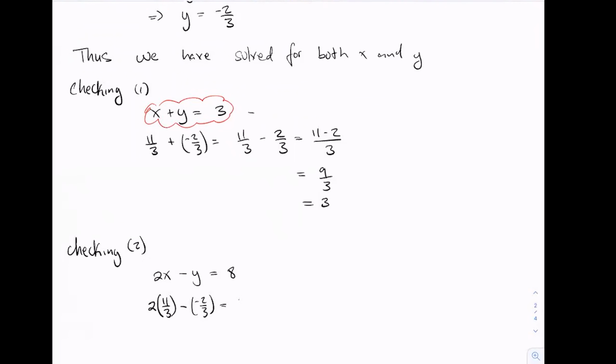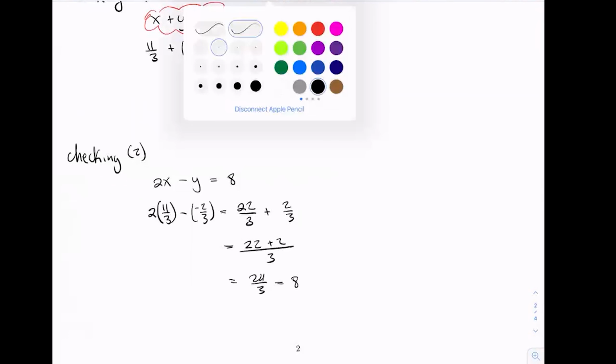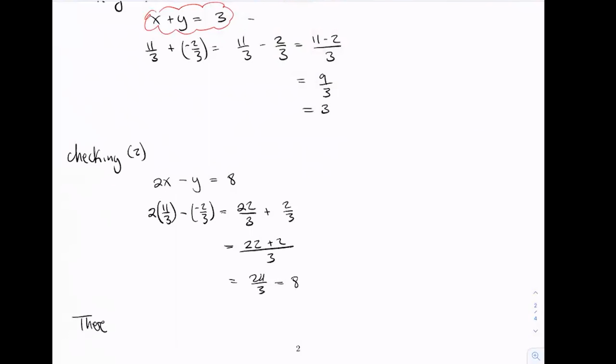Okay, so continuing, this gives me 22 over 3. Once a constant term is multiplying a fraction, that constant only multiplies the numerator. So this then gives me 22 over 3 plus 2 over 3, which if I add 22 plus 2, all divided by 3, this becomes 24 over 3, which is equal to 8. Therefore, my new conclusion is that x equals 11 over 3 and y equals negative 2 over 3 solves not only equation 1 but the system of equations.